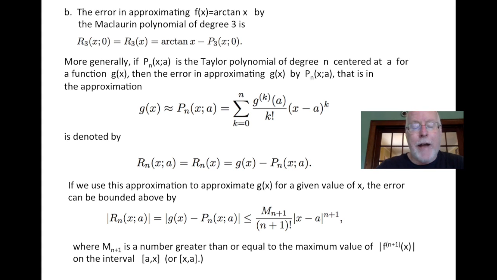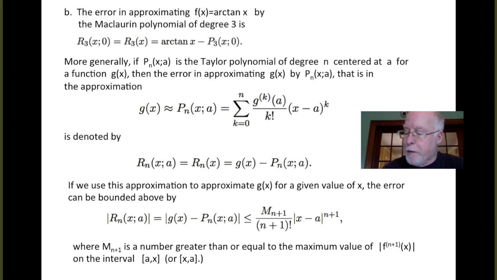Now, when we go to ask how big this difference is, we'll normally look at the absolute value of the remainder. We're not going to be so concerned whether that remainder is negative or positive, but rather how big it is in absolute value. So we'll usually be looking at the absolute value of Rn, or absolute value of g of x minus Pn.